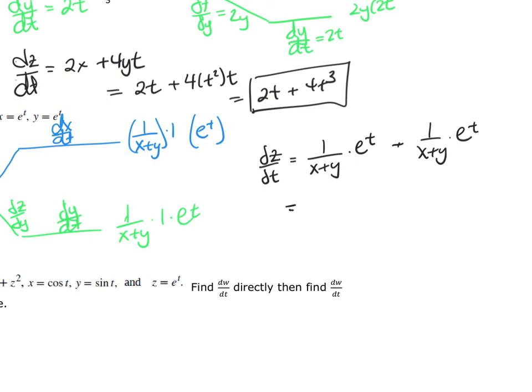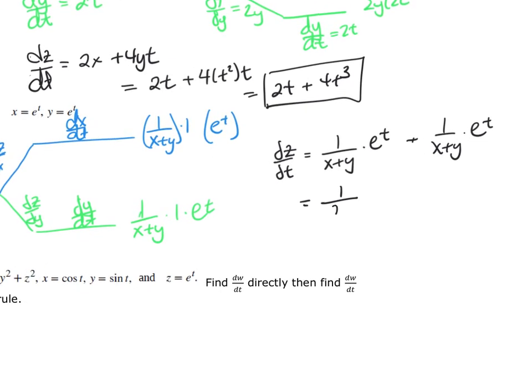But bringing everything in terms of e to the t, I'm going to have 1 over, and since both x and y are equal to e to the t, I have 2e to the t multiplied by e to the t, plus 1 over 2e to the t multiplied by e to the t. And we can see our e to the t's cancel, giving us just 1/2 plus 1/2, so my answer is 1.